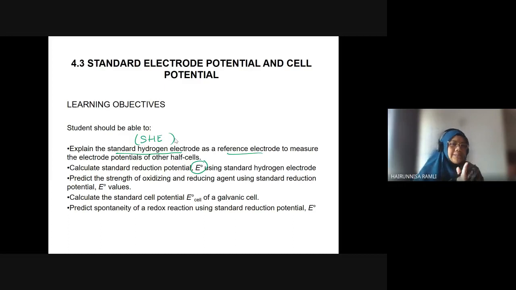So basically this subtopic mostly I would say quite new to you lah. Mungkin you dah ada belajar tapi tak details. Okay, ini kita akan belajar lebih details. And then predict the strength of oxidizing and reducing agent using standard reduction potential, E naught value. Calculate the standard cell potential, E naught cell, okay, of a galvanic cell. And then predict spontaneity of a redox using standard reduction potential. So now kita banyak pakai E naught, okay, for this subtopic.